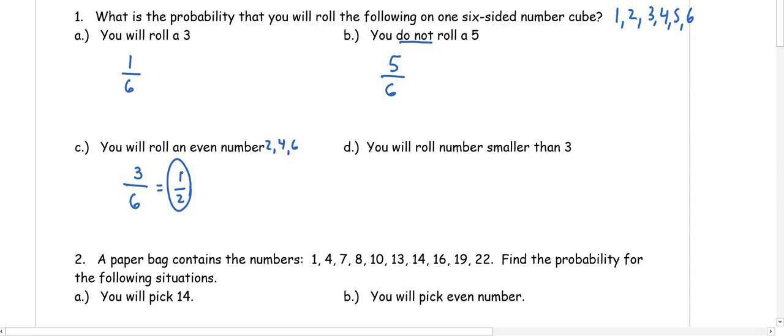You will roll a number smaller than 3. So smaller than 3 would be 1 or 2. So that means there's 2 chances out of 6. Both of these numbers are divisible by 2. So this reduces to 1/3.